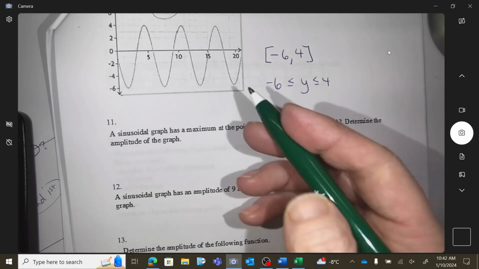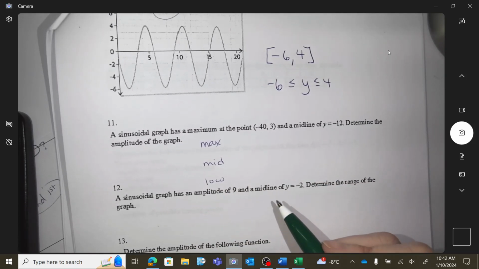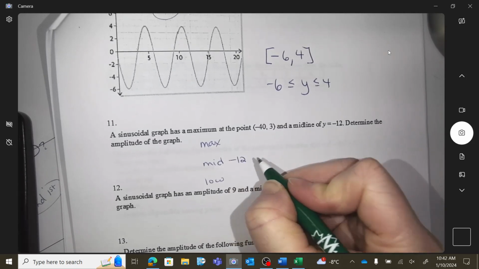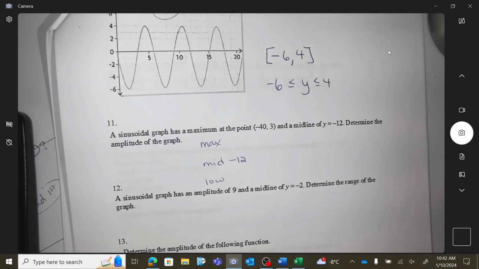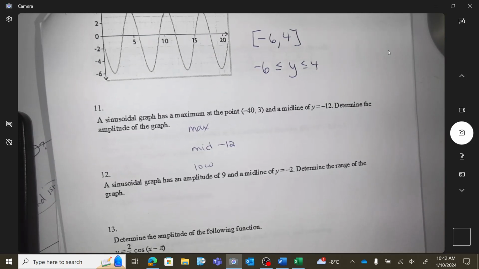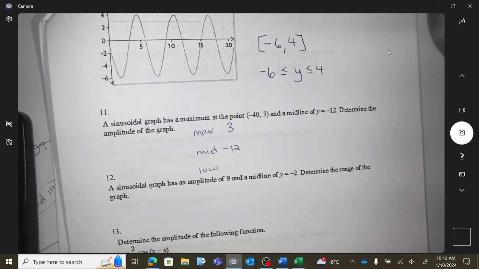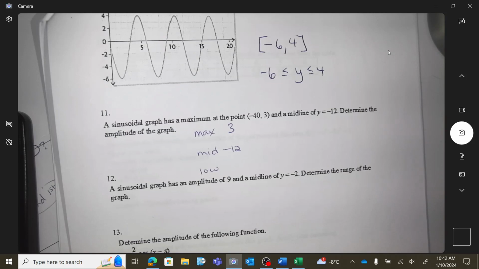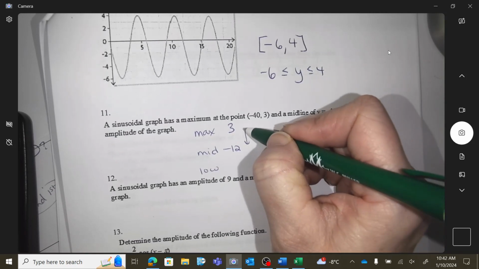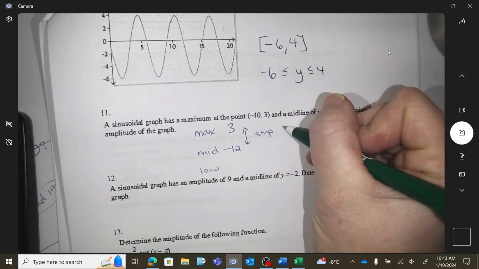Determine the amplitude. So the middle of the graph is at -12. The maximum is at this point. But what do I only really care about in that point? The height. The highest height, the middle height, and you know what, that's it. I don't really even care about the low, but I just want the amplitude, right? So sinusoidal graphs are really all about heights. Max height, middle height, low height. Max height, right? 15?